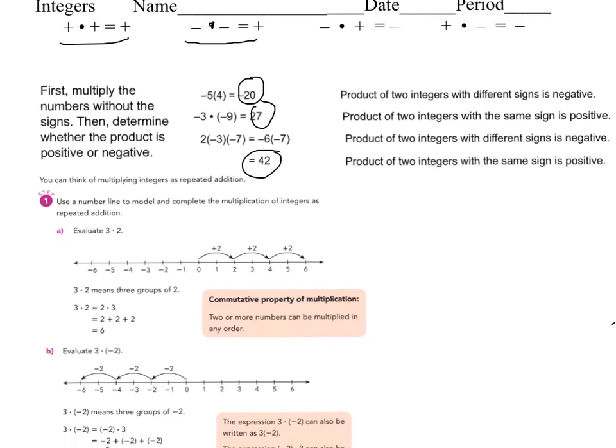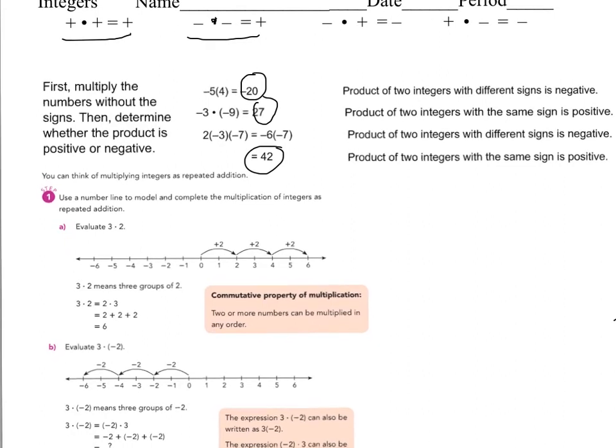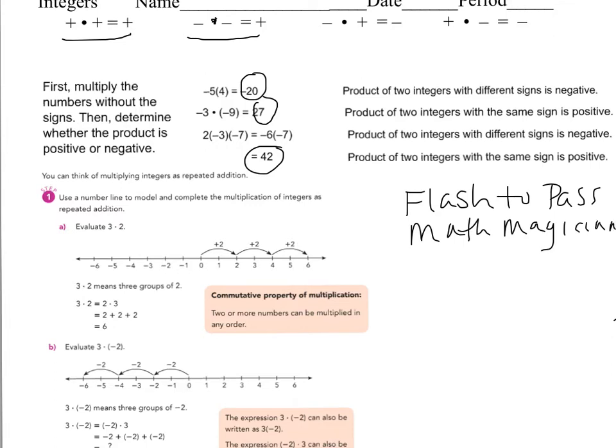Okay? So if you're struggling a little bit with your integer rules, with your multiplication and division facts, then remember, I'm going to write it over here, Flash to Pass is the app, or you can just Google Math Magician, and those are the two things we've been using in class to practice our facts. So go ahead and spend a couple minutes a night going over those if you're still struggling.